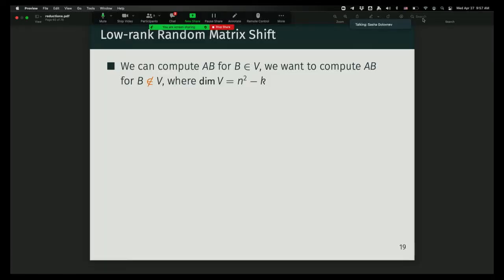So we already have an algorithm that computes AB for every B from a large subspace. Say it's a subspace of codimension k, where k is some fraction of alpha, just ignore it. Think of it as a constant, right? Maybe a codimension of 10. Now we want to compute AB for matrices that do not belong to this subspace. Here we don't even care what this subspace looks like. We'll just say that for every subspace there is a way to generalize matrix multiplication from the subspace to all matrices. We just sample a random matrix of rank 2k, where k is the codimension of V.